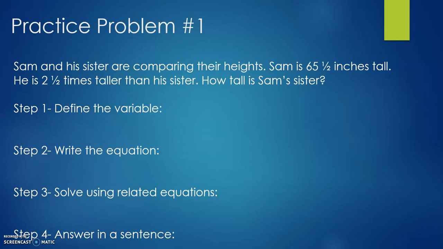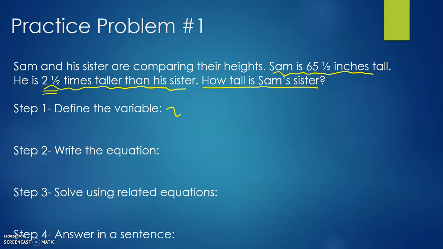Sam and his sister are comparing their heights. Sam is 65.5 inches tall. That's something that we know. He is 2.5 times taller than his sister. So we know that he's taller than his sister, and he's taller by 2.5 times. How tall is Sam's sister? That is what we don't know. That is going to be our variable.